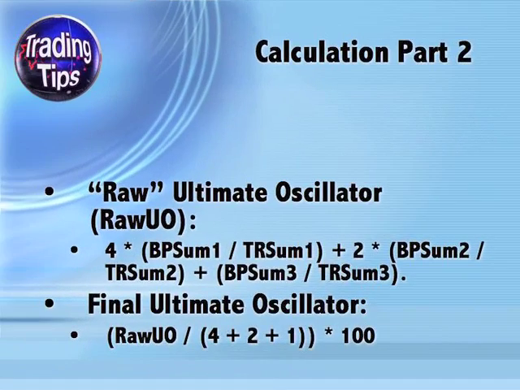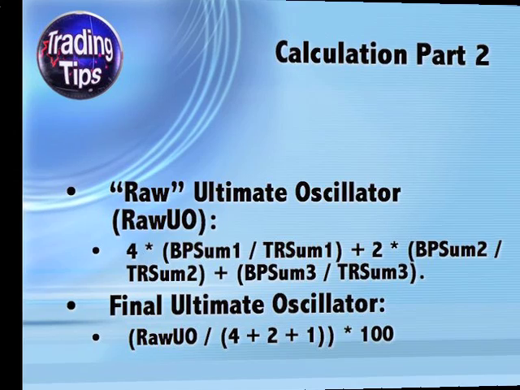Now we can calculate what's known as the raw Ultimate Oscillator, or raw UO. This is done by following the steps outlined on this slide. Be sure to observe the proper order of operations. Once the raw Ultimate Oscillator is calculated, the final Ultimate Oscillator can be determined by taking the raw UO and dividing it by 7, that is 4 plus 2 plus 1, and then multiplying the result by 100. This is necessary in order to get the Ultimate Oscillator on a scale from 1 to 100.